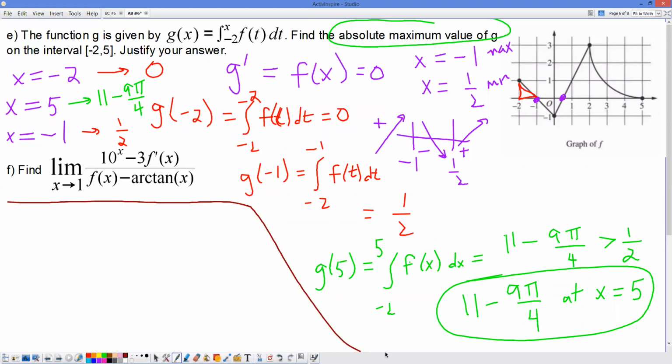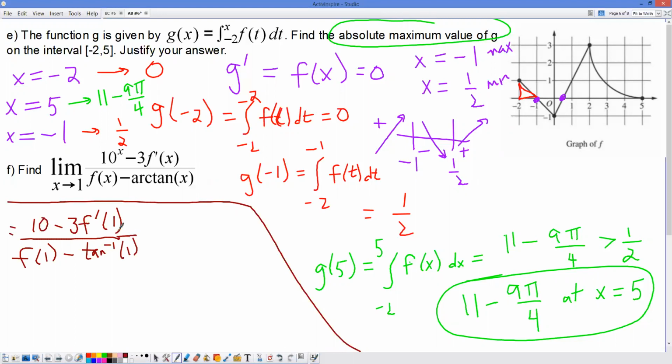All right. For part F, we're now looking for the limit as x approaches 1 of 10 to the x minus 3 f prime of x over f of x minus the inverse tangent of x. So first thing we'll do is just plug in 1 and see what we get. 10 to the first power is 10 minus 3 times f prime of 1, and we'll figure out what f prime of 1 is in a second. And then over f of 1, which we'll figure out in a second, minus the inverse tangent of 1, which we should know is pi over 4.